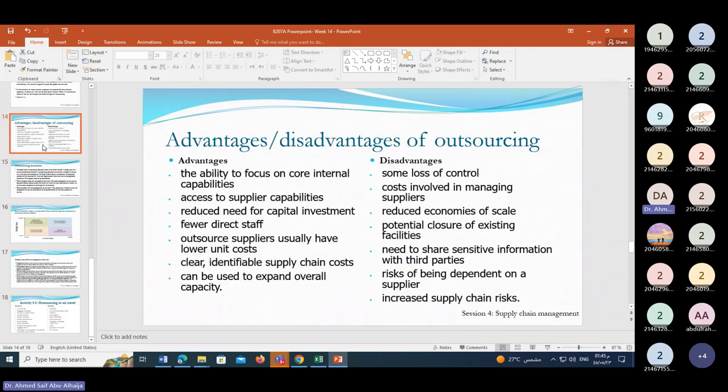The question now, again, there are benefits for that. There are advantages and there are disadvantages. The advantages of outsourcing, or of depending on other companies or suppliers to do what you have to do, is the ability to focus on core internal capabilities.